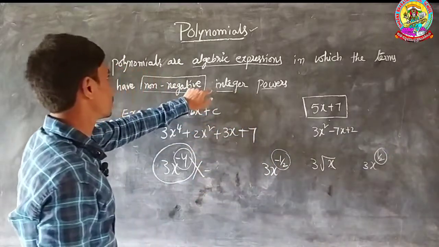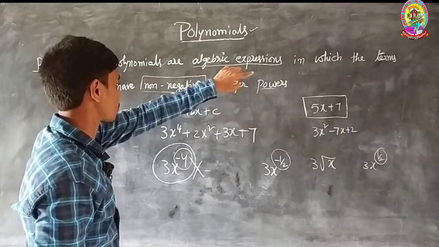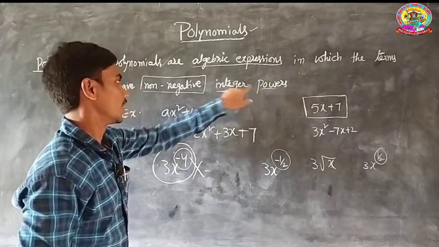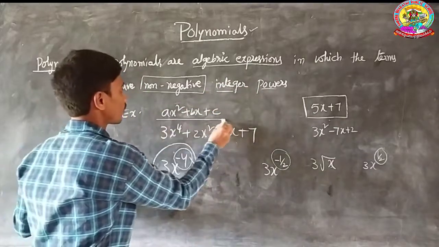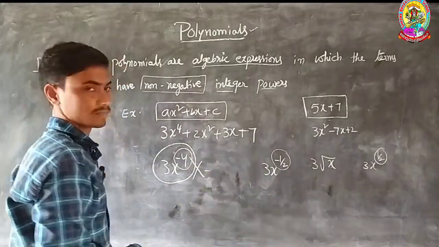What is the condition? It must be an algebraic expression. In that, terms must have non-negative integer power. If an expression contains only non-negative integer powers, that is called a polynomial.